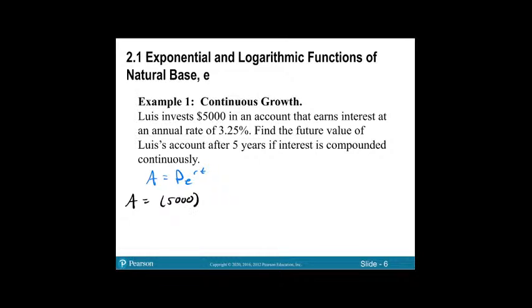If we have 3.25%, we have to write that as a decimal. The percent symbol means per 100, so if we divide by 100, that becomes 0.0325. The rate has to be expressed as a decimal, and then we want to let it sit for 5 years. Then you would just use your calculator there.